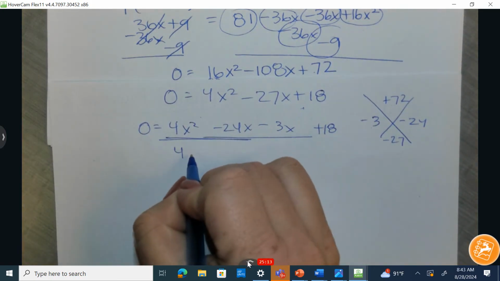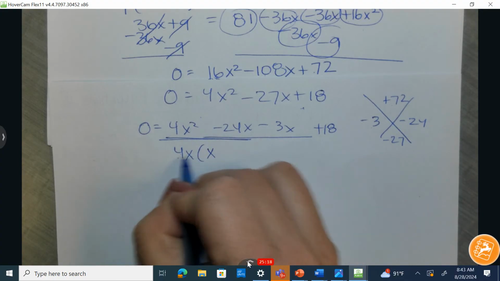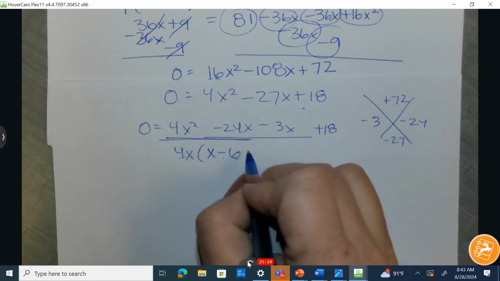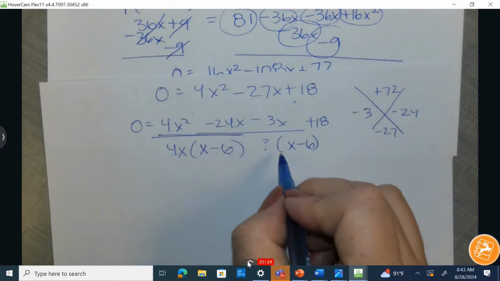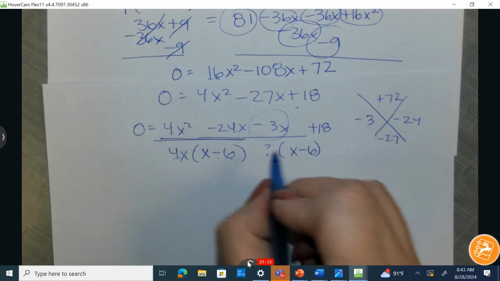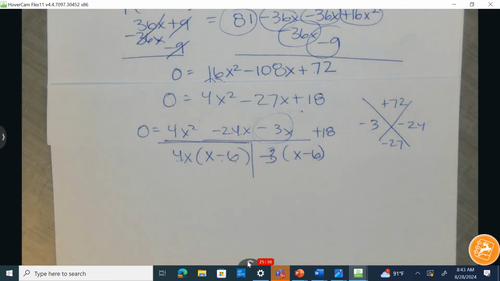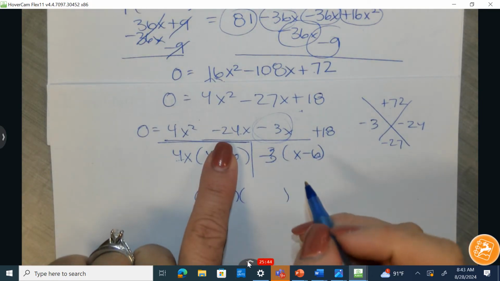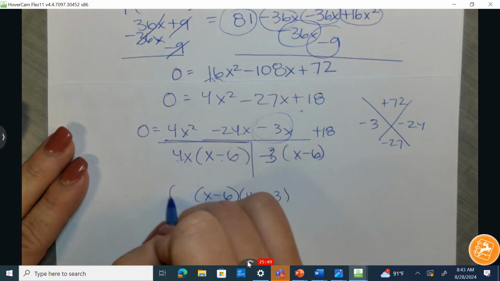I can factor out a 4 and an x, and I'm left with 4 divided by 4, x is 1x. So 4x times x is 4x squared, and 4x times negative 6 is negative 24x. I rewrite the x minus 6. I'm asking myself, what times x is a negative 3x? That's a negative 3. And negative 3 times negative 6 is 18. They both contain the quantity x minus 6. I cover up the first group of x minus 6, I'm left with 4x. I cover up the second group of x minus 6, I'm left with negative 3.